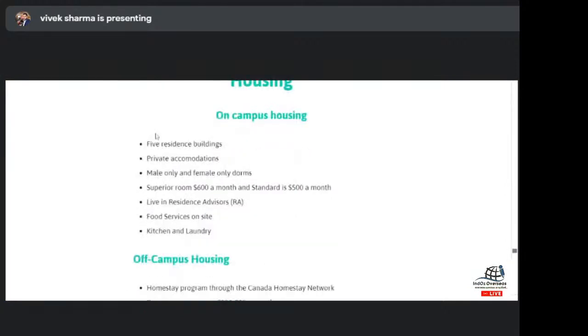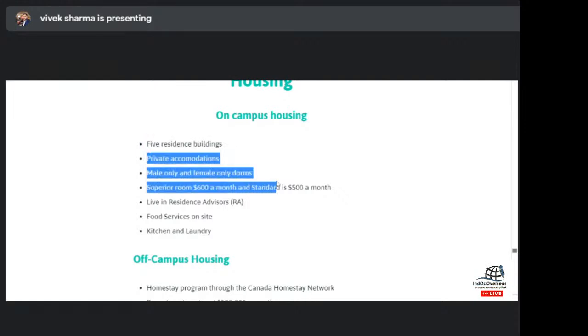Housing, like I told you, we have 5 residence buildings on the Terrace campus. We have residence buildings in Smithers and Prince Rupert also. We offer private accommodations, male only, female only dormitories, superior room and standard room, live-in with residence advisors. If we talk about live-in with residence advisors or male only, female only dormitories, the charge for these two categories is only $300 Canadian per month.